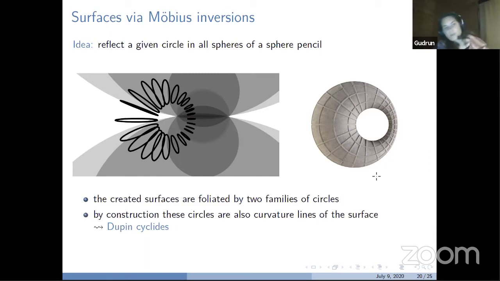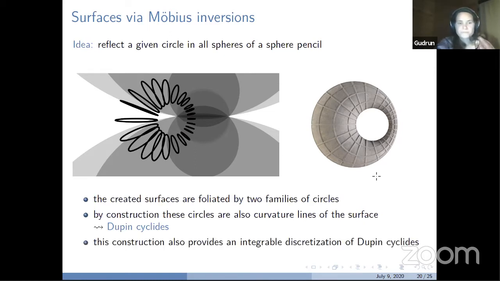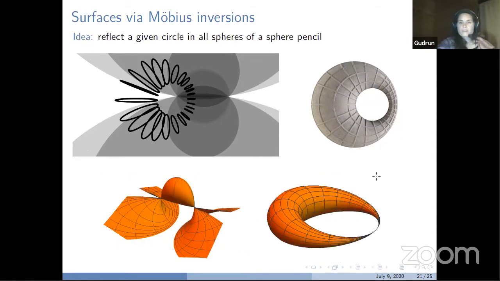And if you know a little bit more about mathematics, you can also prove that these circles that you constructed are curvature lines. So what we obtained are special surfaces, also called Dupin cyclides. So very classical surfaces investigated by Dupin. And needless to say, this construction also provides you with an integrable discretization of Dupin cyclides. So that's a very stable construction that we have here.